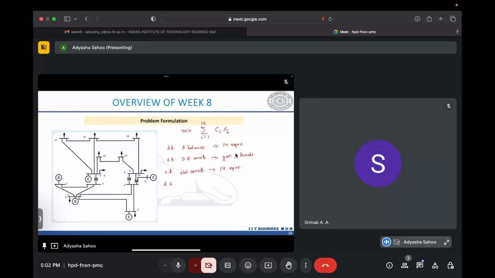Then you will have, subject to your angle limits, between pi by 2 and minus pi by 2. So this will again be 14 for all buses. So hence this will be the typical formulation of the optimal PMU placement problem for a 14 bus system. Once you have formed this optimization model, you have various techniques to solve this. Before going to the techniques, we will see the results.